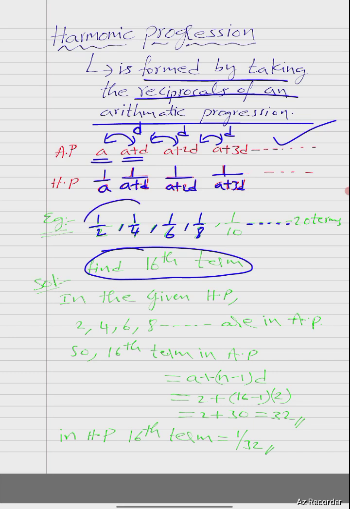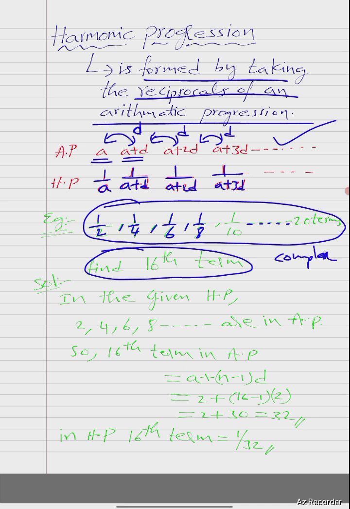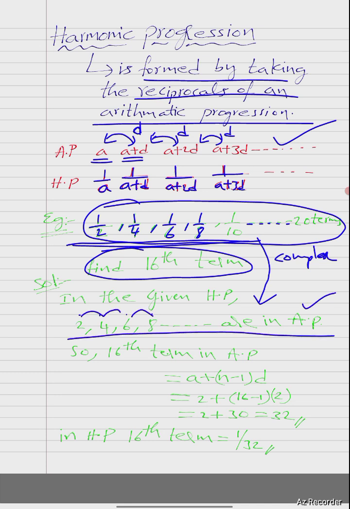To deal with this progression or this series is a little complex. So what will we do now? We will convert this harmonic progression to an arithmetic progression. If you look at the denominator terms, 2, 4, 6, 8, these are in AP because there is a common difference of 2. Now it is easy to find the 16th term in AP.